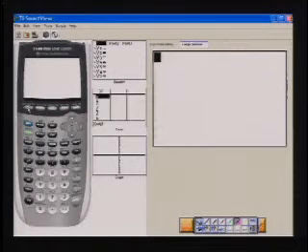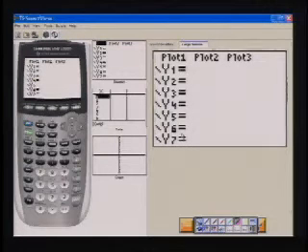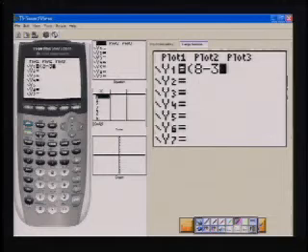So we want to graph those two equations. We'll go to our y equals screen, and we'll put the first equation, which is 8 minus 3x all over 2. So I have to put that numerator in parentheses: 8 minus 3x, close parentheses, divided by 2. That's my first equation.